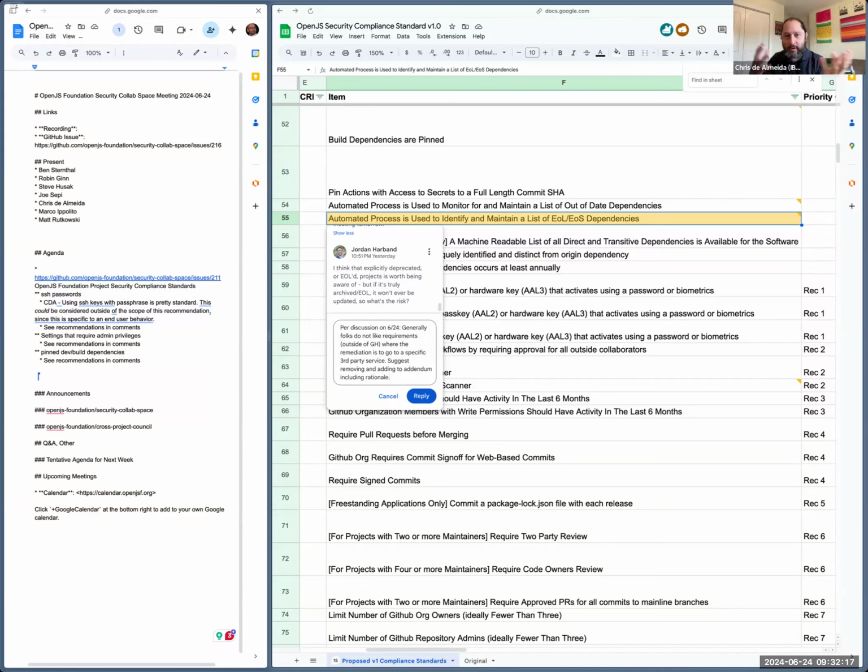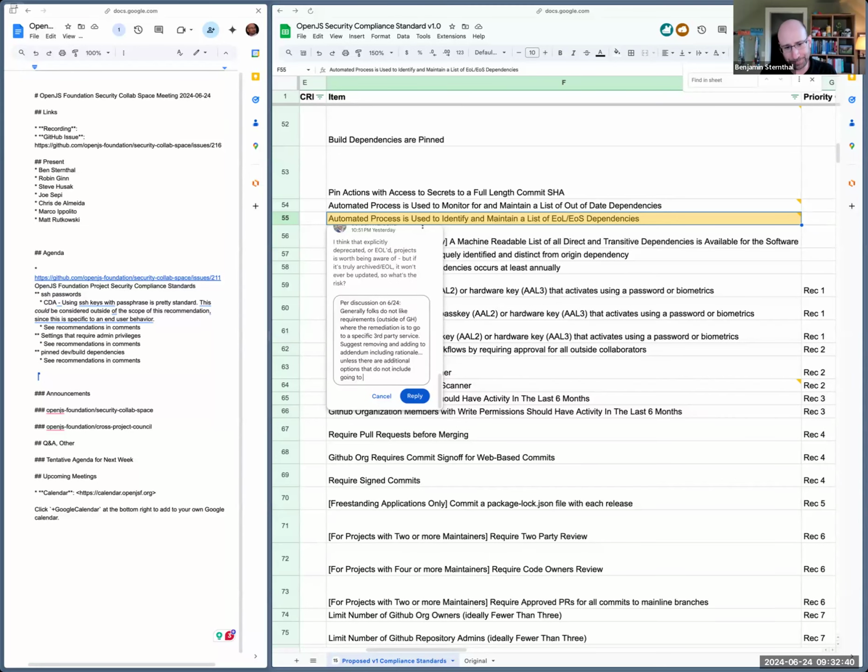Or if there are some additional options that we don't know about or aren't documented here. If there's a way to be in compliance with this rule or guideline without going to the third party, then it's okay. But we don't know what that is right now. Okay, yeah, perfect. Otherwise, this looks good.